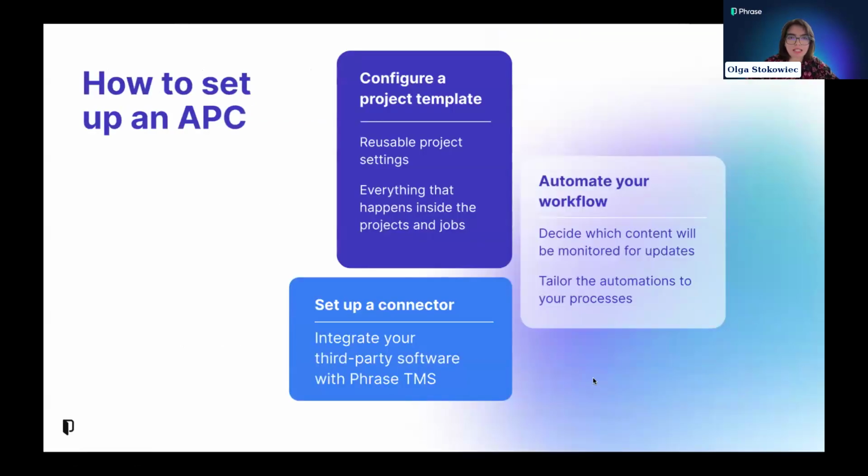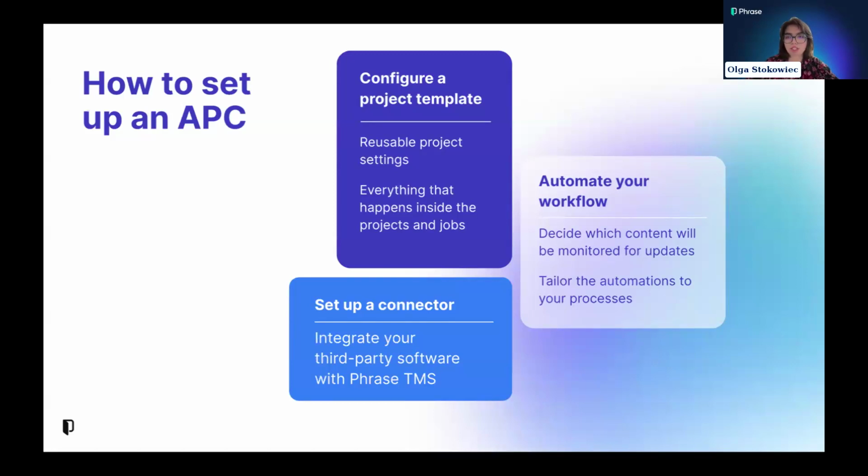To set up an APC, it is necessary to have two things: a project template and a connector. So the project template is where all the settings live, everything, as Allison mentioned, that relates to workflow, vendors, analyses, etc. That can be set up in a project, saved as a project template, and everything that happens inside the projects and jobs can be reused in the APC.